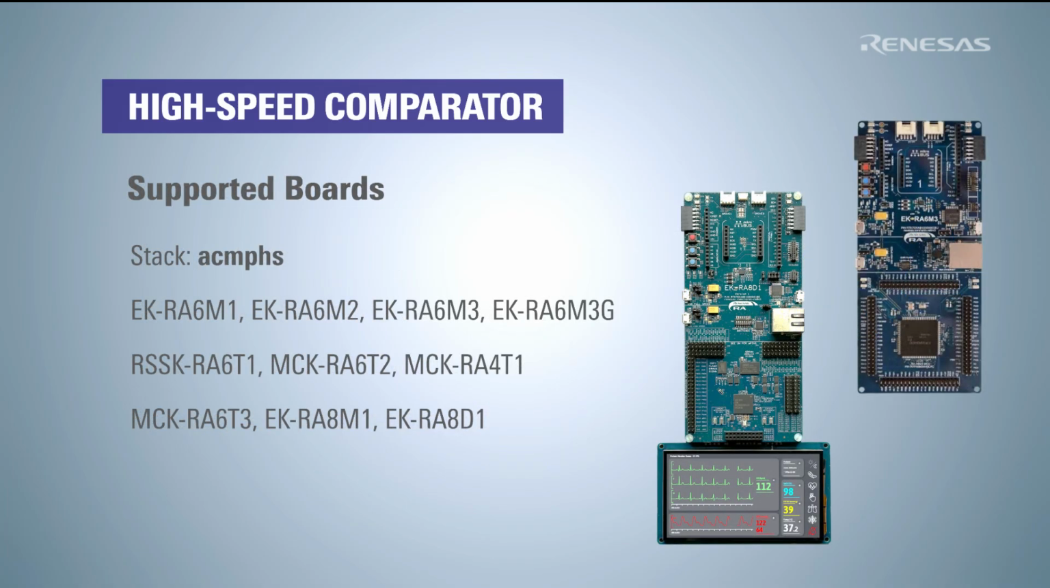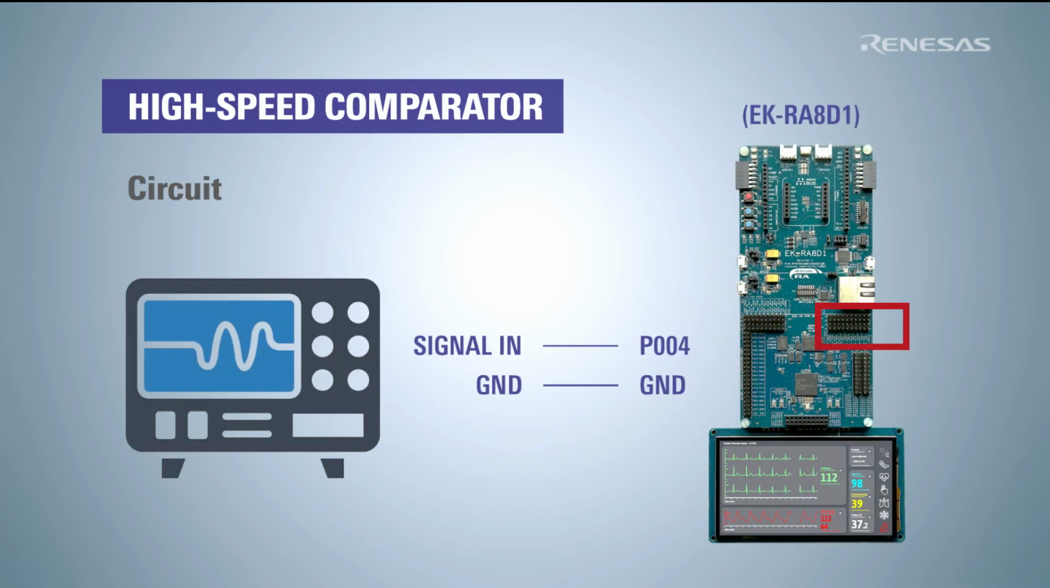Now, you must note that only certain RA MCUs support these high-speed comparators, and for our demo, we are going to use the RA8D1 MCU and this evaluation kit. The connections for this will require one signal input that is connected to the P004, which is an ADC pin.